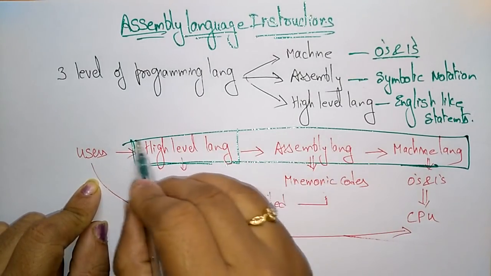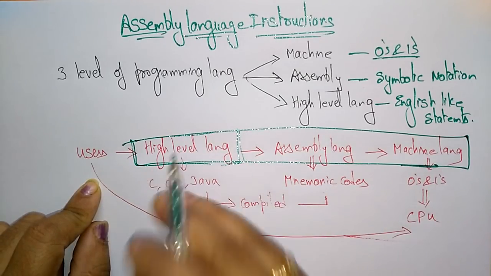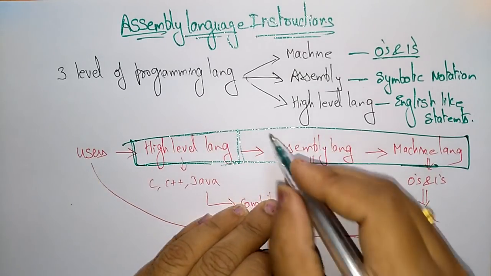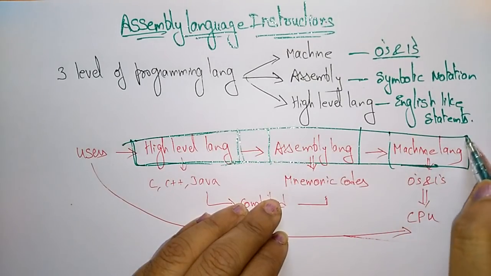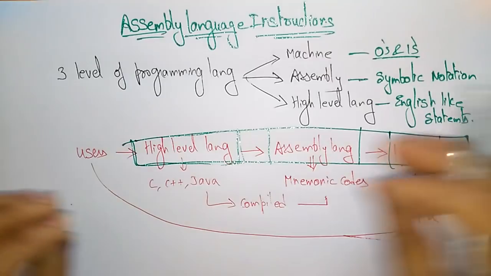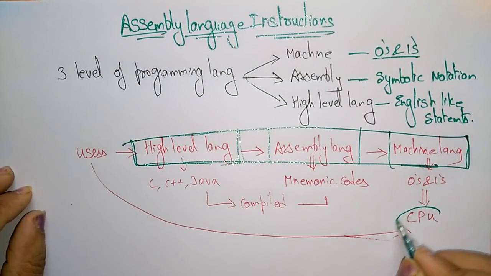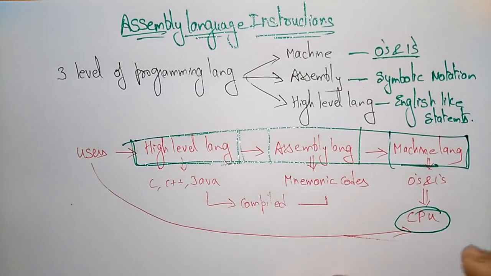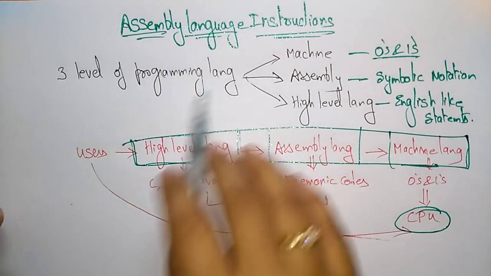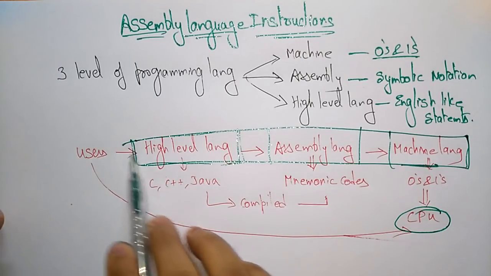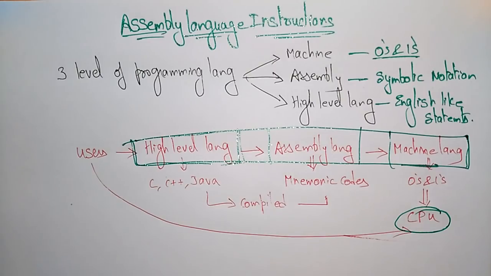Whatever program is written by the user is always in the high level language. Once you compile it, it is converted into assembly language. After that it is converted into machine language. So then a simple statement will be converted into zeros and ones, and the CPU is able to understand what request the user has sent. So this is how the languages are used, through 3 levels of programming languages. Everyone knows the high level languages are C, C++, Java programs. Now let us see what instructions are present in assembly language.